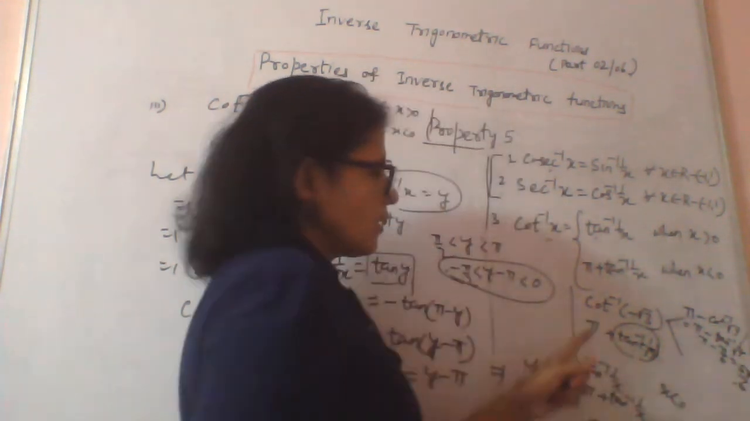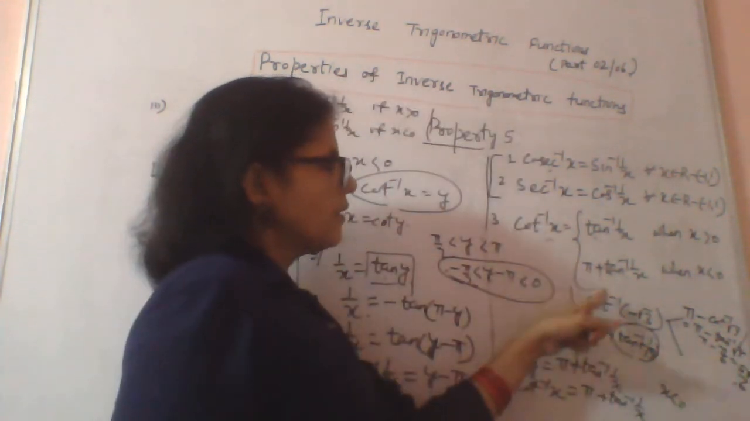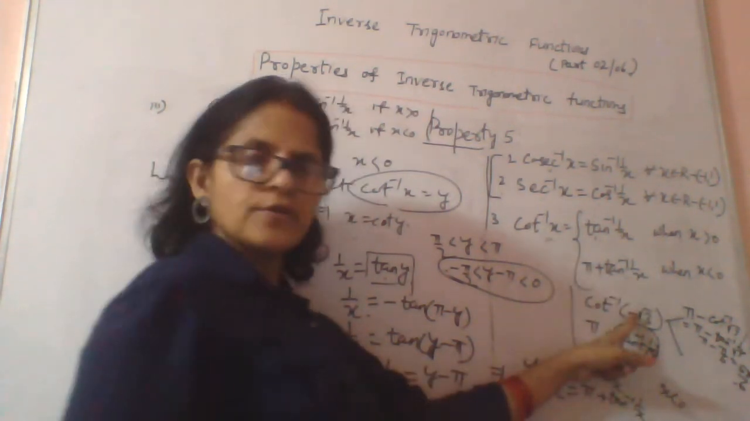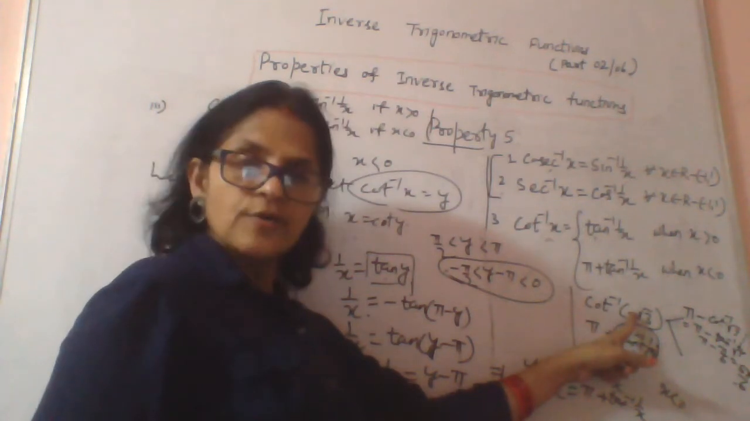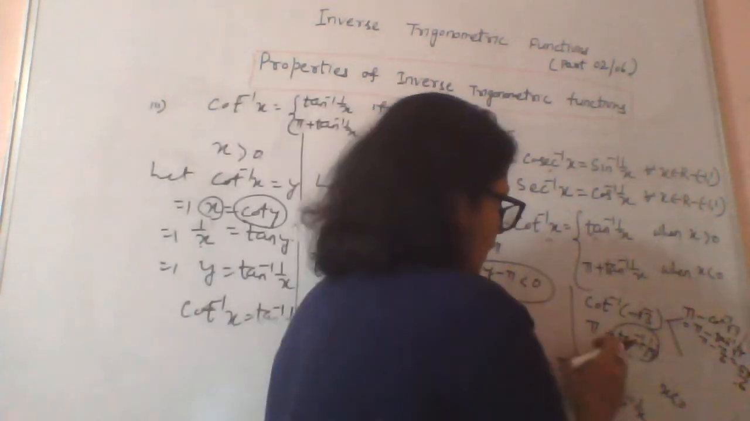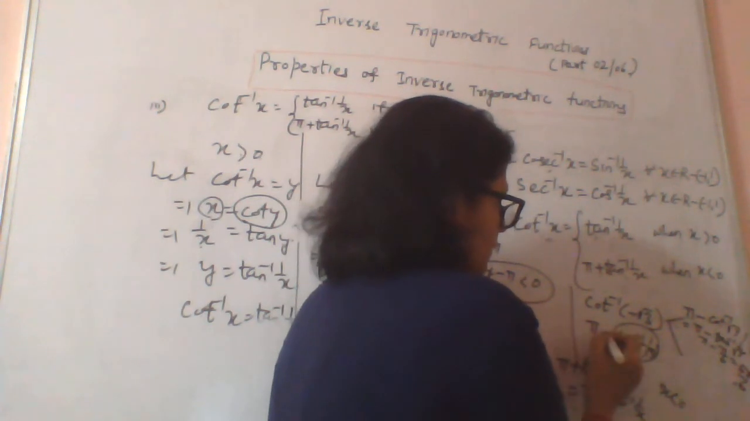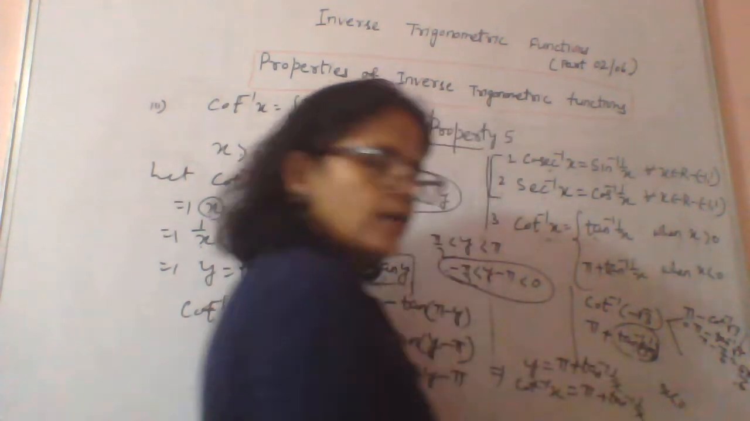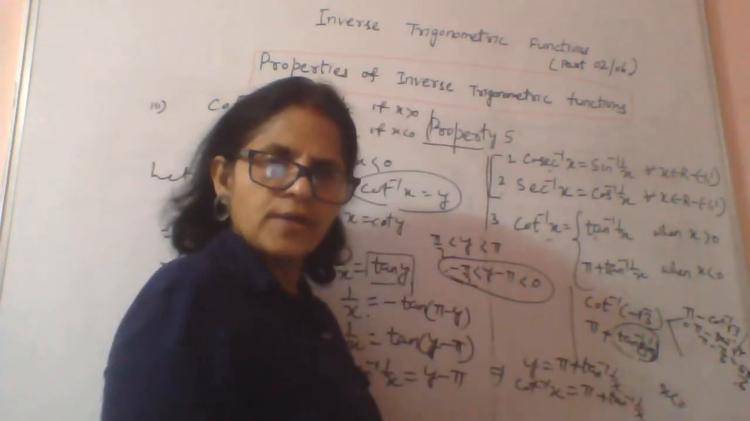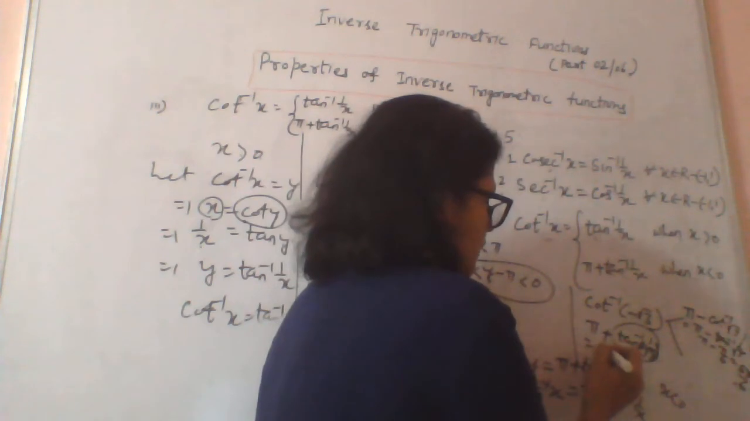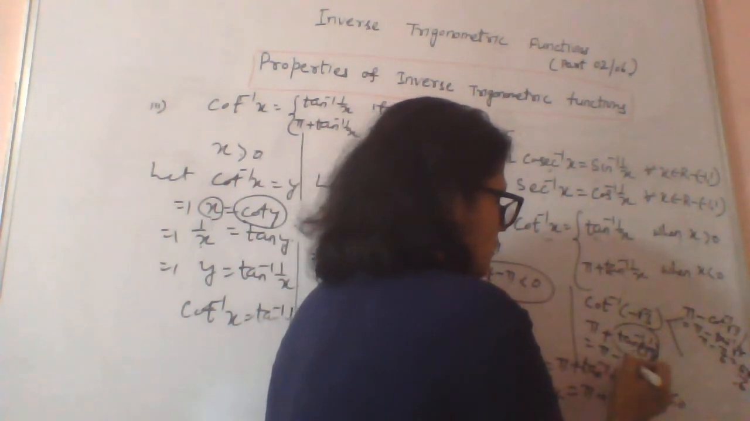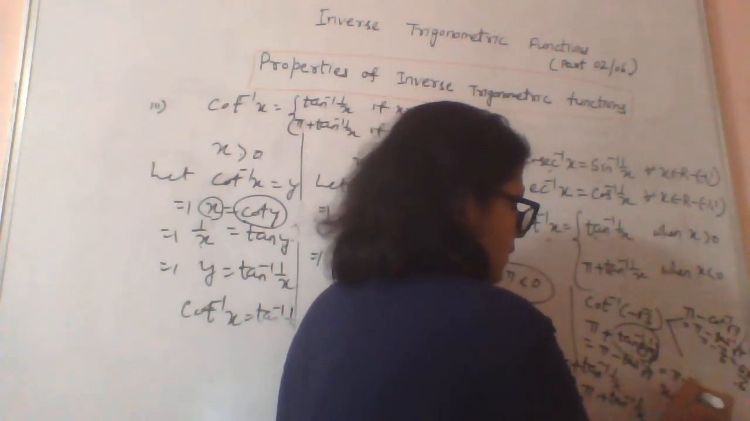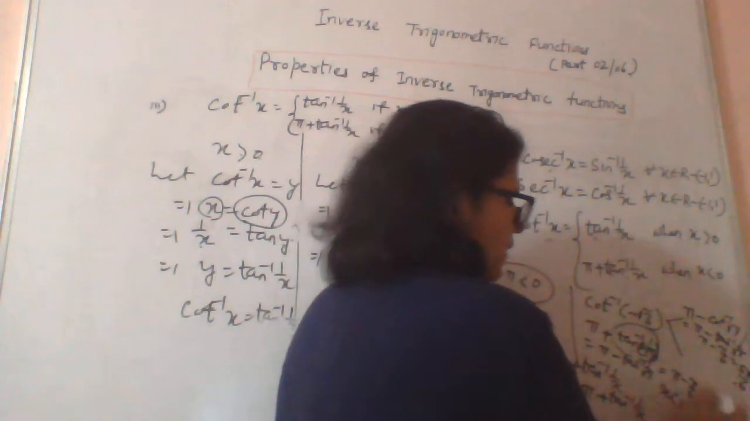The other way, if you want to apply this property, pi plus tan inverse 1 by x. Here x equals minus 1 by root 3, which is negative. So what should you write here? Pi plus tan inverse minus 1 by root 3. Since tan inverse minus x equals minus tan inverse x, you get pi minus tan inverse 1 by root 3, which is pi minus pi by 6. It is also 5 pi by 6.